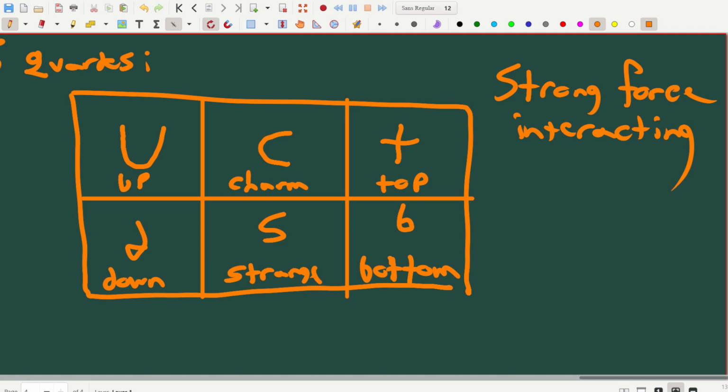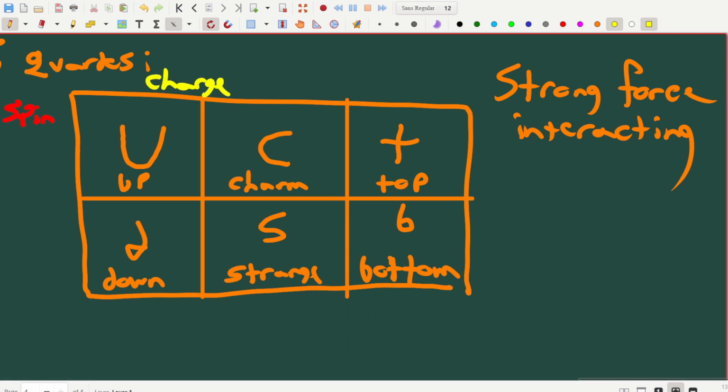They have very, very interesting properties. They have a spin and a charge. So I'm going to write the spin in red and the charge in yellow. Not surprisingly, remember that the proton and the neutron are made up of 3 quarks, and I'll explain which ones they are in a second. But they're all spin 1/2. The particles that they're made up of are also spin 1/2, so it's not surprising that all of the quarks are spin 1/2. They're all fermions. In fact, most particles in the universe are fermions.